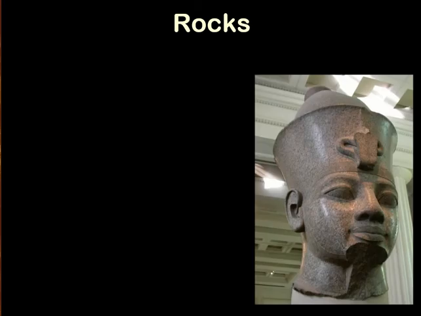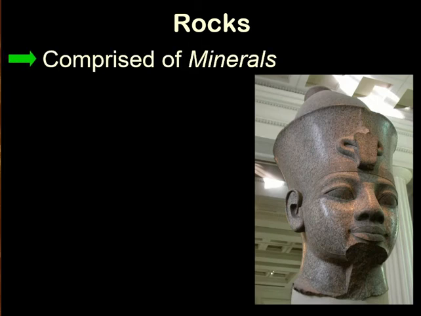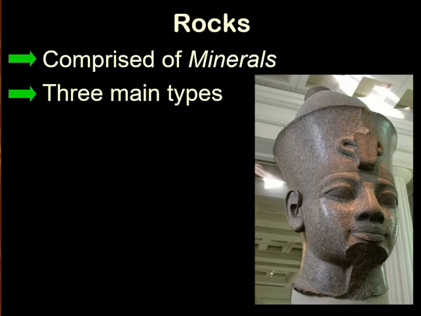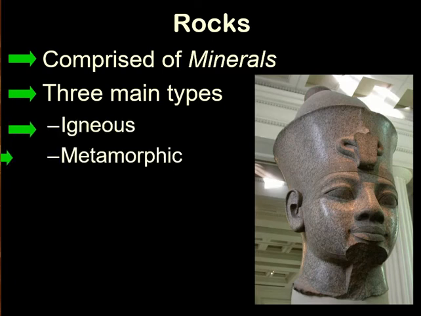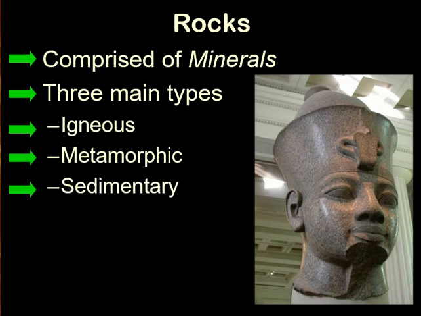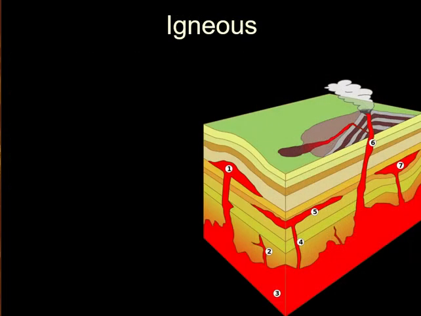So, in this lecture we start considering rocks, which are very useful for making stuff with, so are well worth understanding. So rocks are all comprised of minerals. Remember minerals, and there are three main types: igneous, metamorphic, and sedimentary. Note all the green arrows. So this lecture will be about igneous rocks.